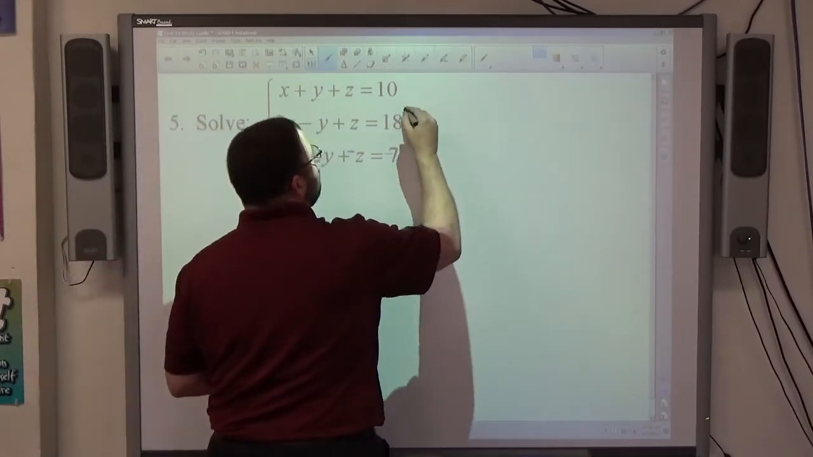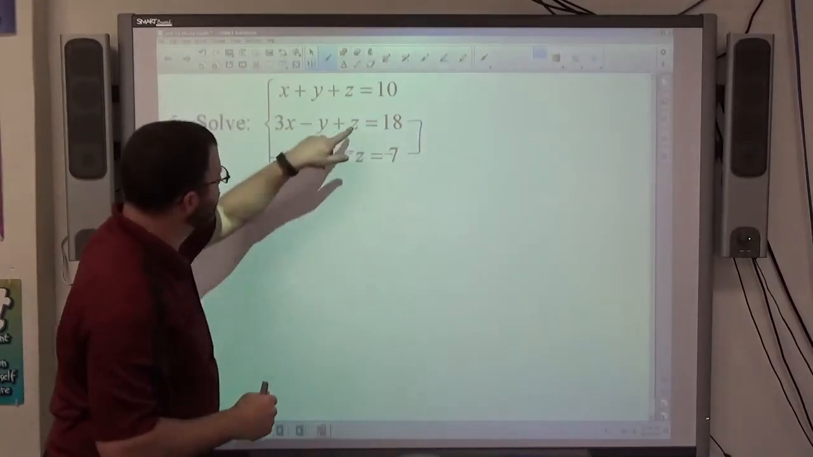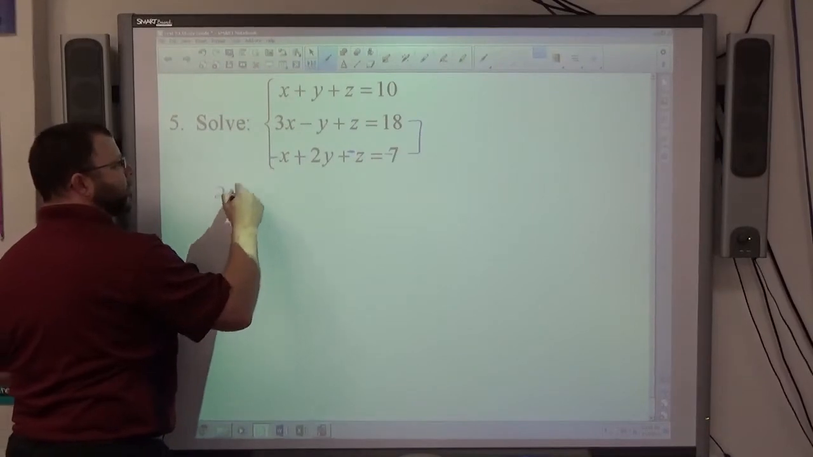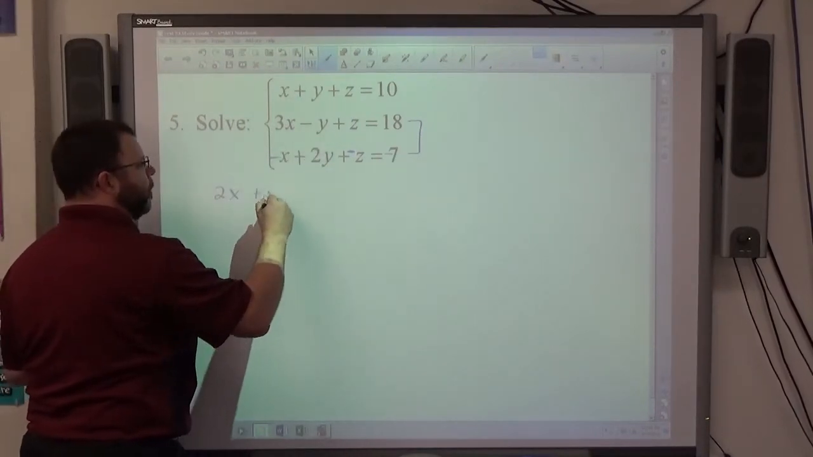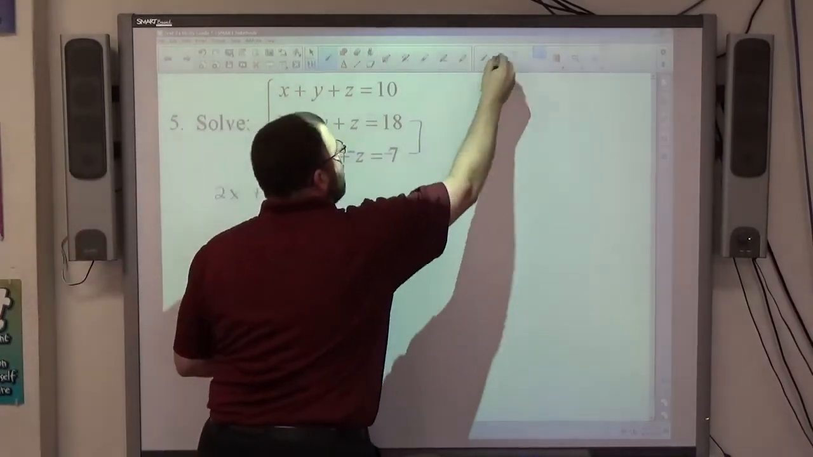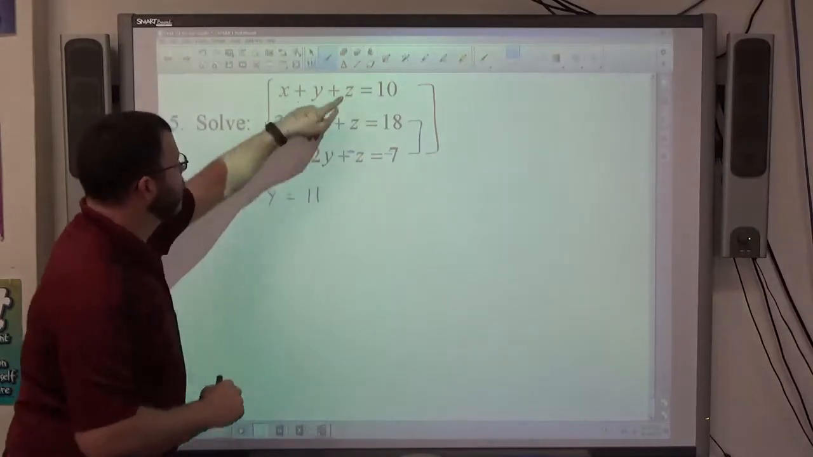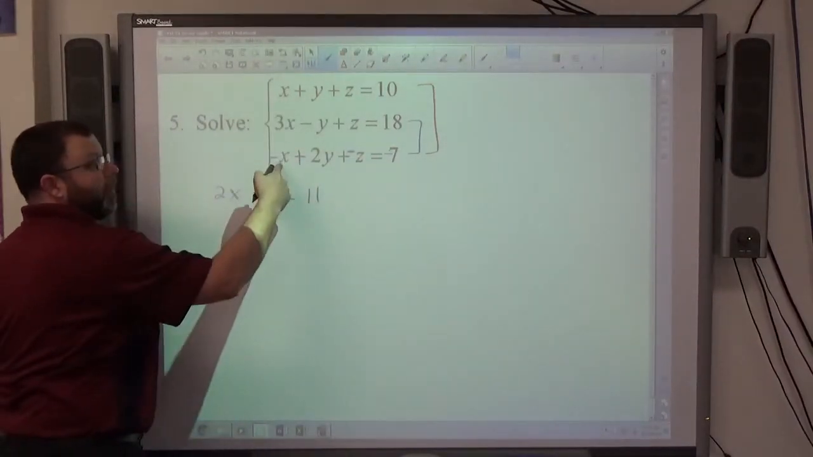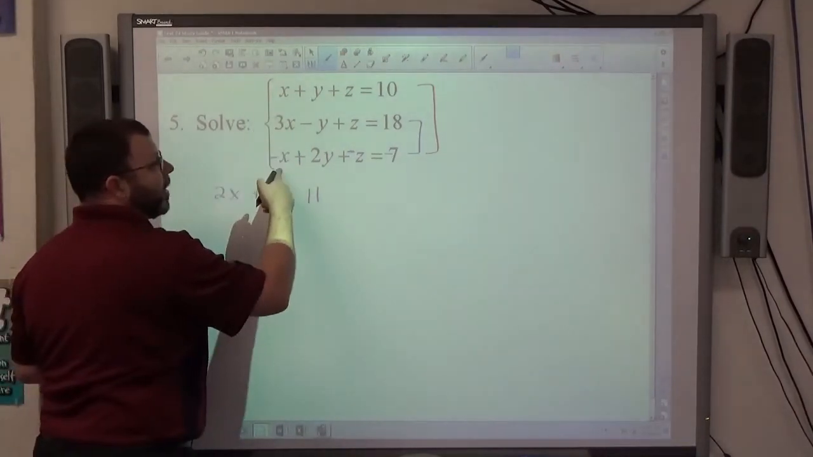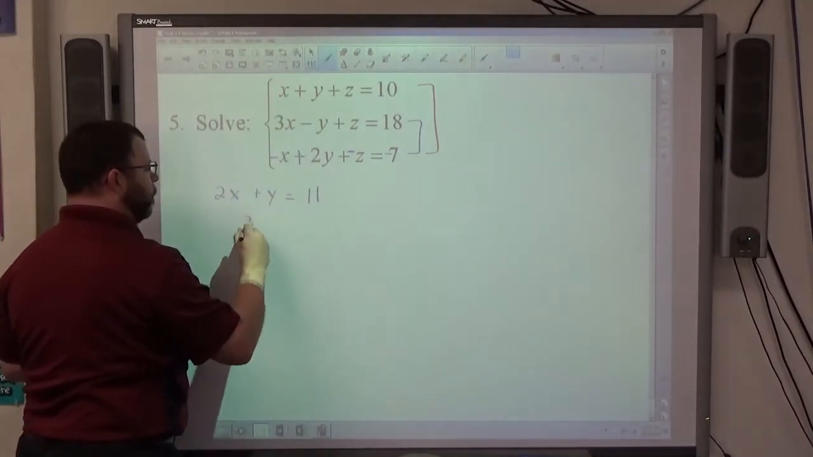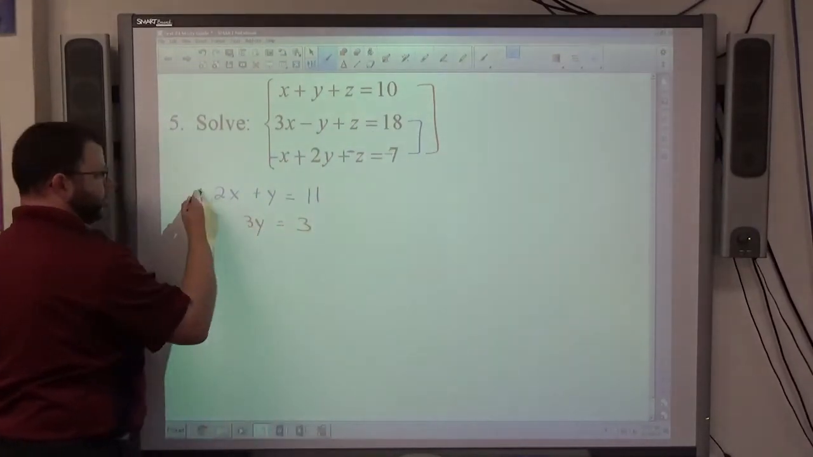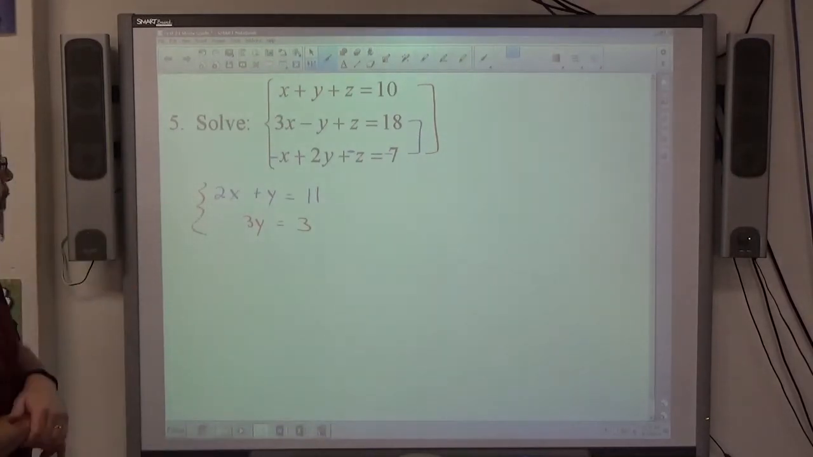So now if I were to pair up the second and third equations, z minus z is going to cancel. So 3x minus x makes 2x. Negative y plus 2y is plus 1y. Z minus z cancels. 18 minus 7 is 11. If I pair up the top and the bottom equation, the z's are going to cancel. Negative x plus x also cancels. That's a bonus. If that happens, that just makes it easier. So x minus x, gone. Y plus 2y is 3y. Z minus z, gone. 10 minus 7 equals 3. 2x plus y equals 11, 3y equals 3.